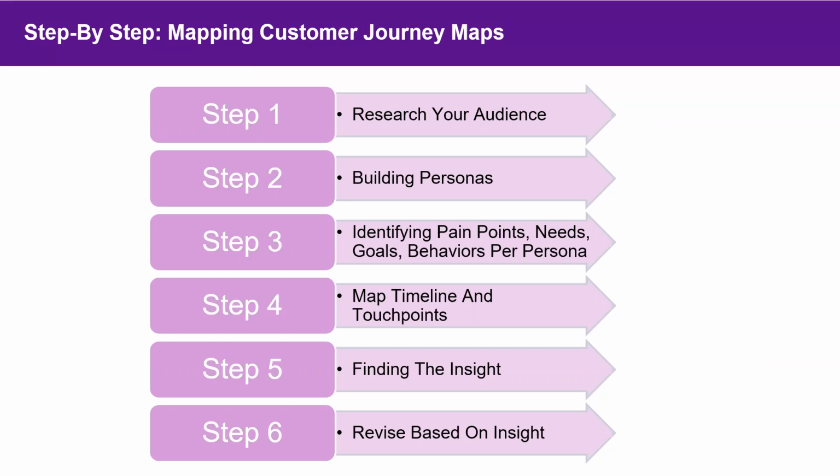Once you have your persona, then you're going to, brass tacks, understand by phase, what are the pain points? Where's that friction? What does my consumer need in this phase? What are their goals for this phase of their journey? What are they hoping to get out of it? What do they need from my brand? And of course, what are their behaviors? What are they actually doing, step by step by step, as they engage with my brand or my product?